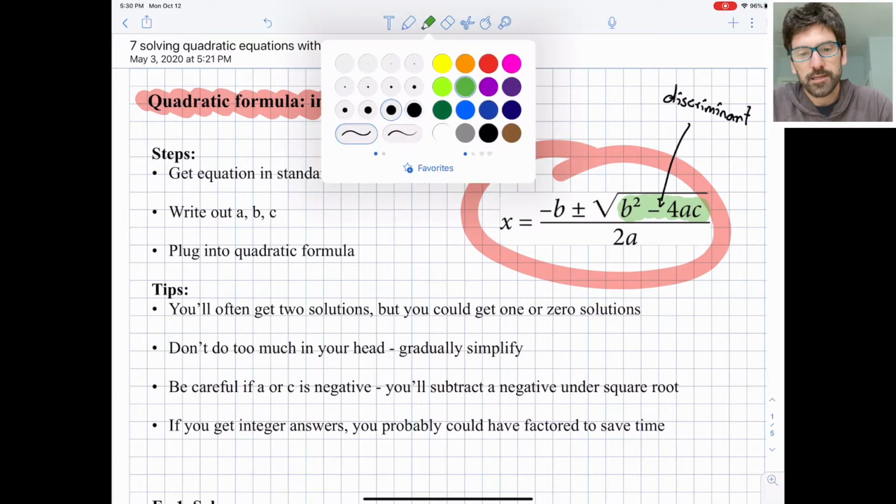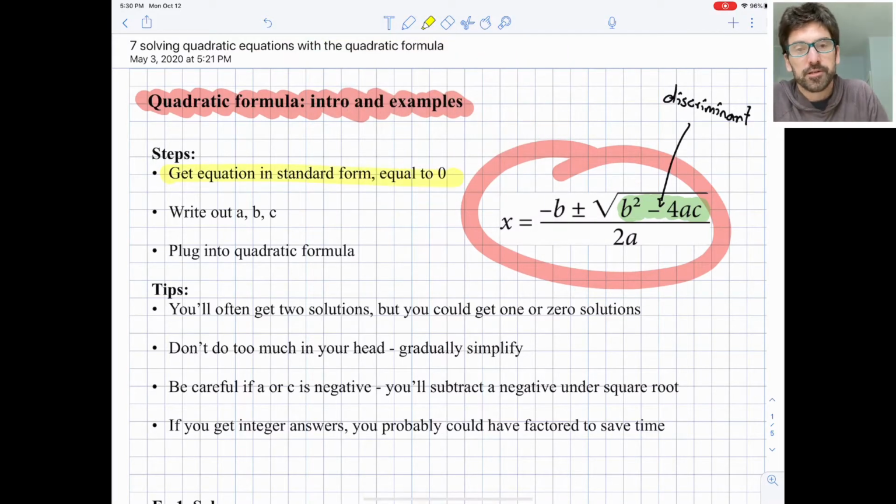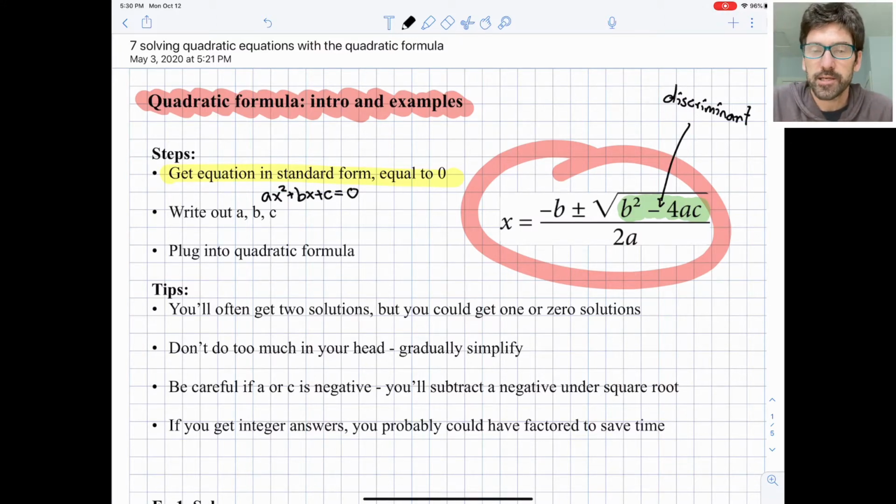You want to have your equation in standard form first, equal to 0. That's the only way the quadratic formula will work. So it must look like this: ax squared plus bx plus c equals 0. That's an absolute requirement, otherwise the formula won't work. My tip, which I'm going to model in this video, is to always write out what a, b, and c are and plug them into the quadratic formula after that.